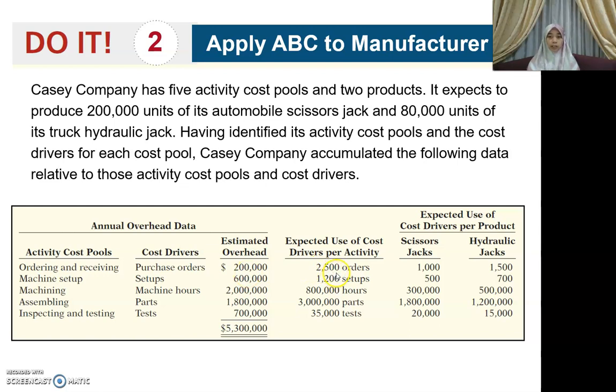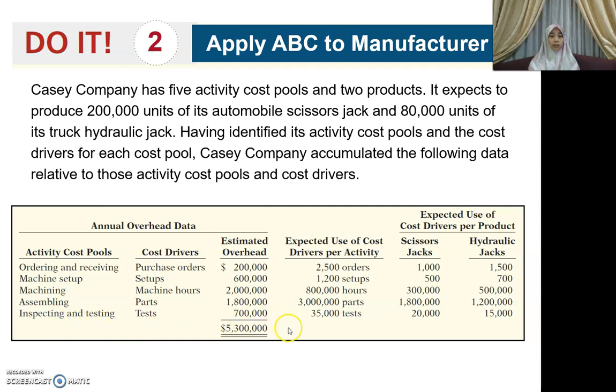If you split this into scissors jack and hydraulic jack, that will be 1,000 for scissors jacks and 1,500 for hydraulic jack. So 1,000 plus 1,500 gives you 2,500 orders. For setup, the total cost for machine setup is 600,000 ringgit, and in total you have 1,200 setups, consisting of 500 plus 700. It's the same for machining, assembly, and inspecting and testing.